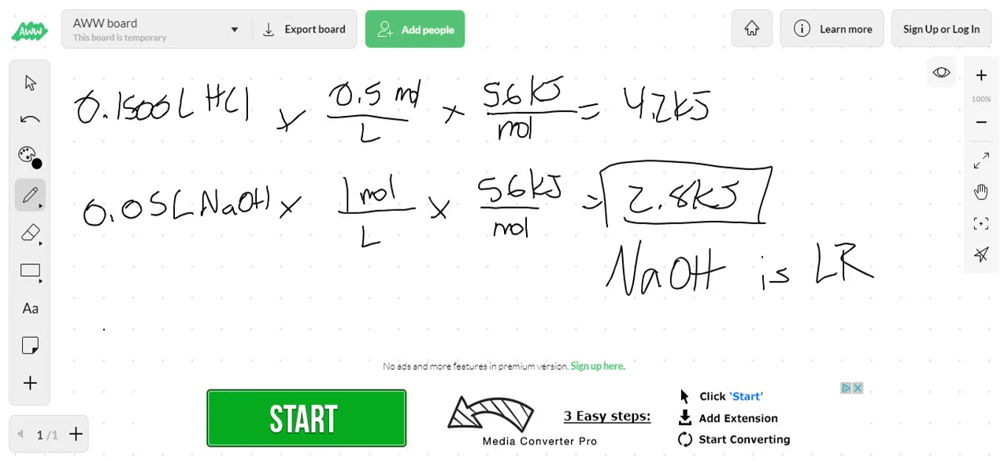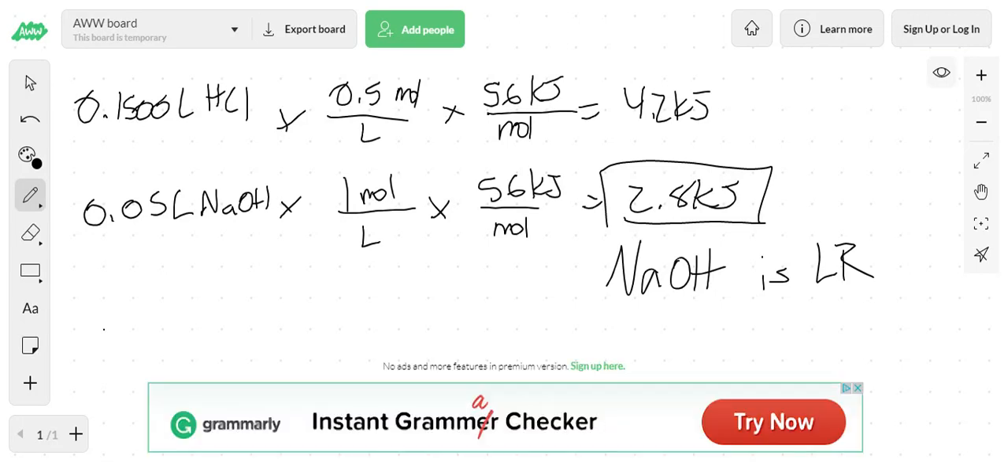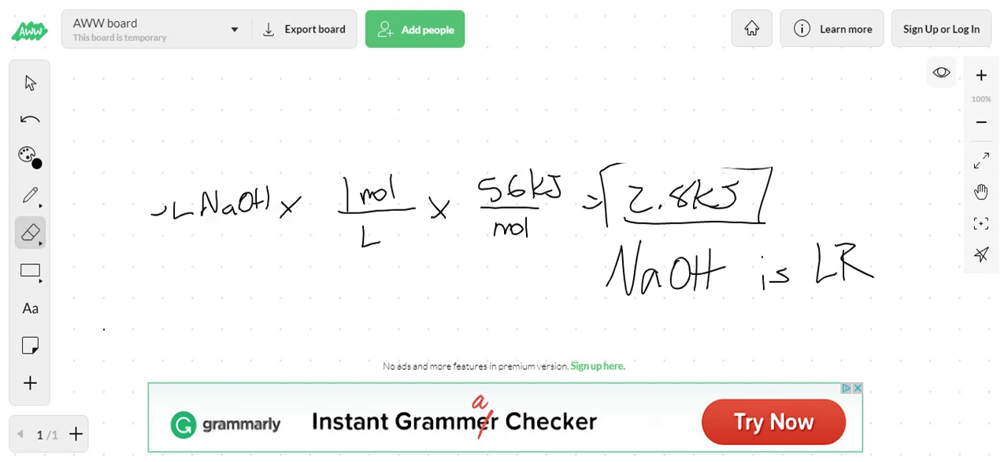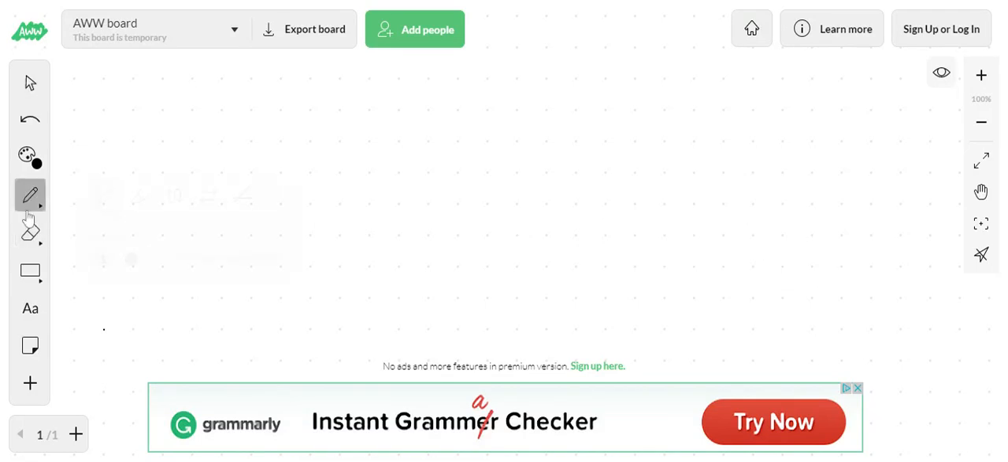So any other calculations that we have to do, we're going to do with the information from the NaOH, not the information from the hydrochloric acid. So let me get rid of that. So now the next part, because the sodium hydroxide produces a smaller quantity, it's limiting. So we cannot release that 4.2 kilojoules. We can only release 2.8 kilojoules.